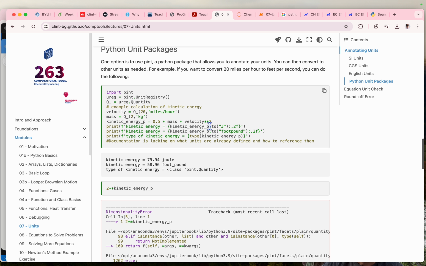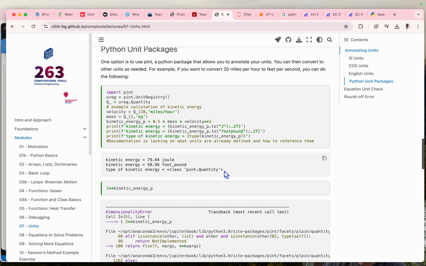And this works, so it tracks the units and prints them out for you. Here I'm converting kinetic energy to joules, and because I've mixed English and SI units in this equation, but it'll still do it correctly. And notice what type the variable is. So this variable right here, this is a class of pint quantity.